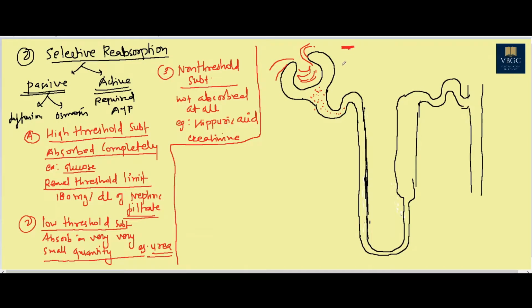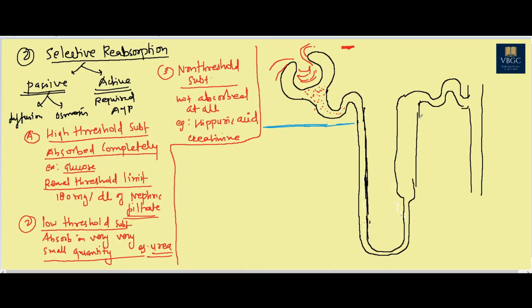Now we are looking for selective reabsorption. We know that we have undergone the filtration, and after the filtration we have produced the nephric filtrate. That nephric filtrate is going to be reabsorbed. So I will first line the region of cortex and the region of the medulla.